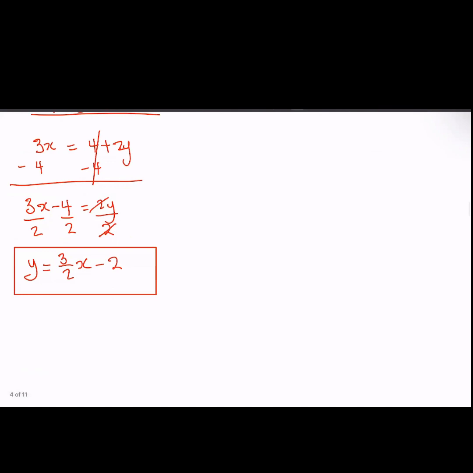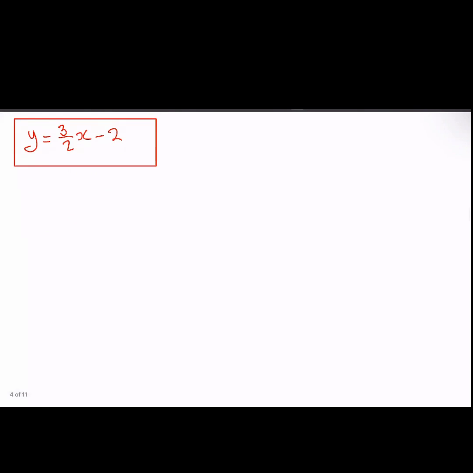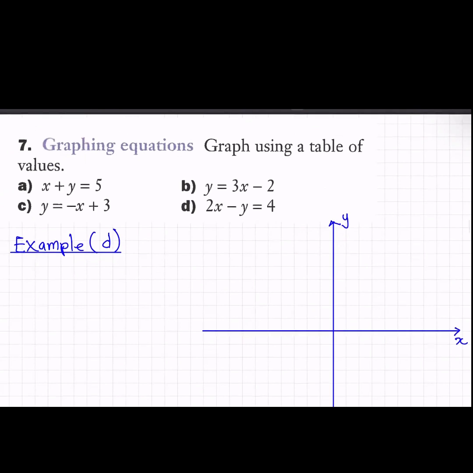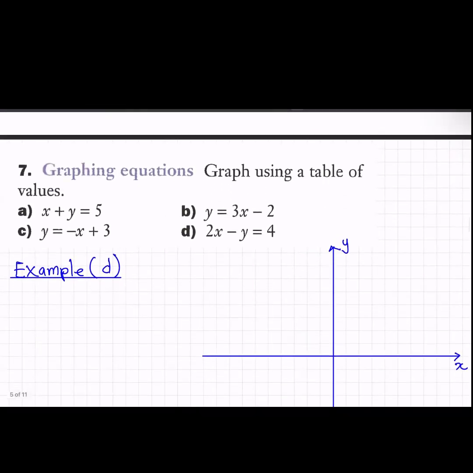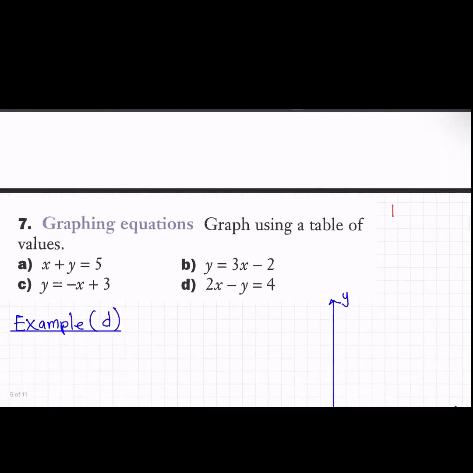And this will probably look familiar to you. That's the equation for slope-intercept form. And we will see that in future lessons. All right, so now, another skill that we're going to go over is graphing equations. I will leave this for part 2 of lesson 1.